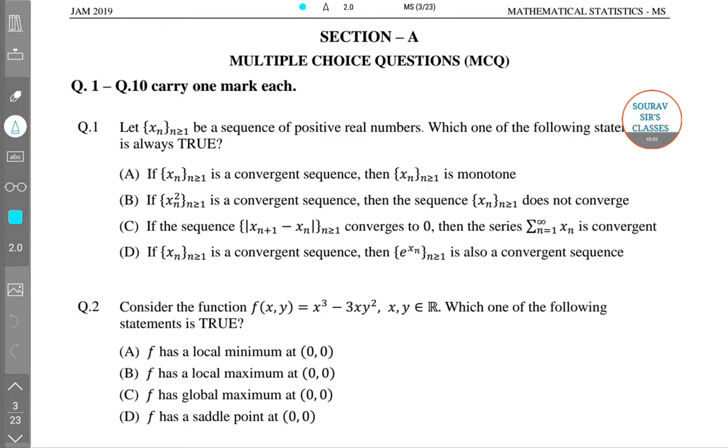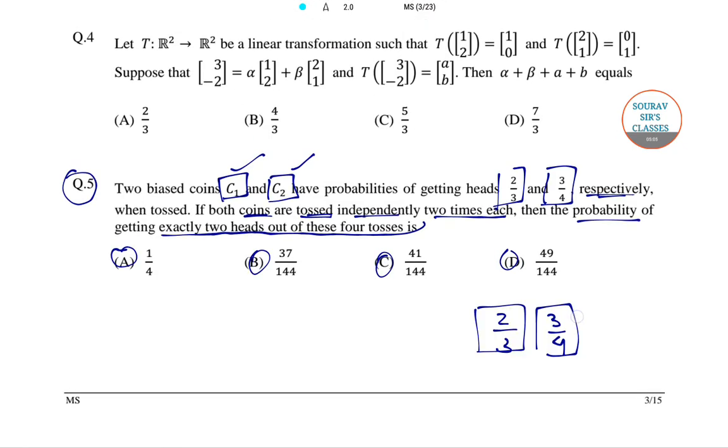Now if you go back to the question again, we had 4 options, out of which we can see the right answer is 37 by 144, which is option B. So I hope you guys have understood this question.